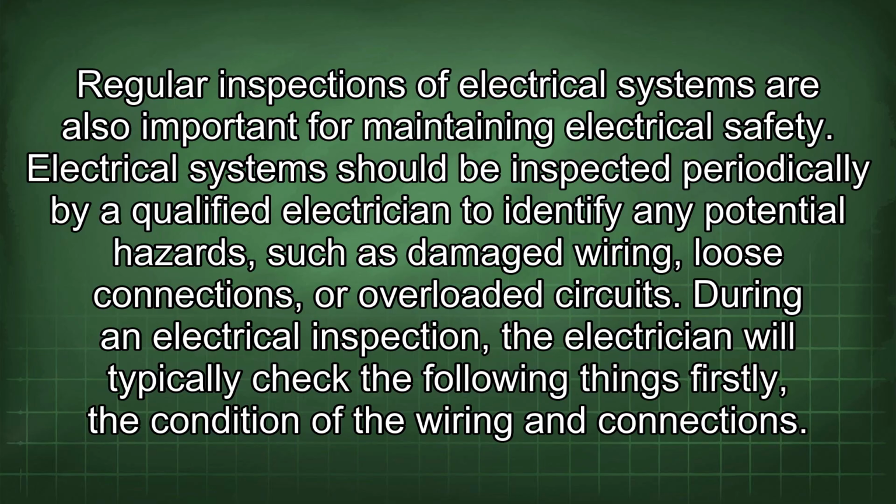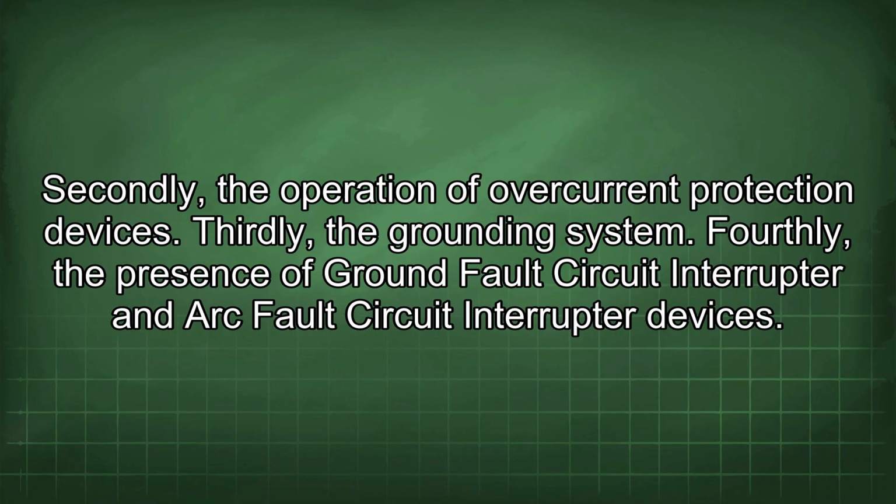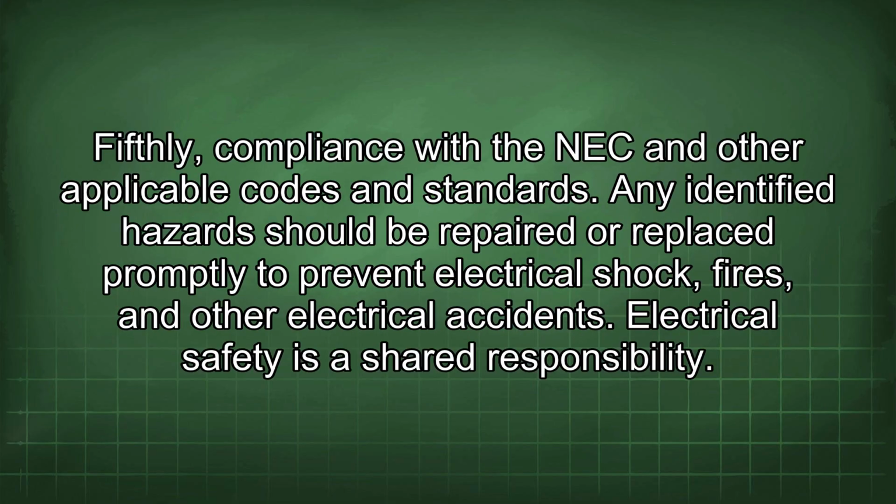Electrical systems should be inspected periodically by a qualified electrician to identify any potential hazards such as damaged wiring, loose connections, or overloaded circuits. During an electrical inspection, the electrician will typically check the following things. Firstly, the condition of the wiring and connections. Secondly, the operation of overcurrent protection devices. Thirdly, the grounding system. Fourthly, the presence of ground fault circuit interrupter and arc fault circuit interrupter devices. Fifthly, compliance with the NEC and other applicable codes and standards.